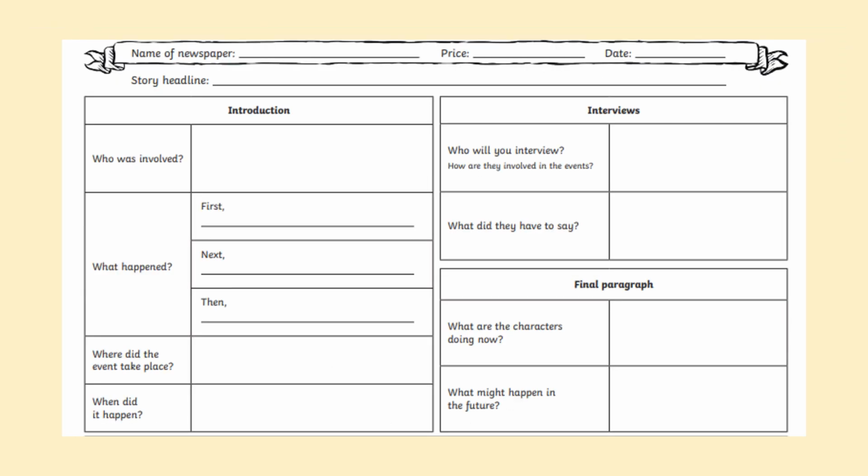And here's another template that you can also use. So who was involved? What happened? First, next, then. Where did the event happen? When did it happen? Who was involved in the event? Who will you interview? What did they have to say? What are the characters doing now? And what might happen in the future? So your final paragraph. So you can use this template also to help structure your thoughts.